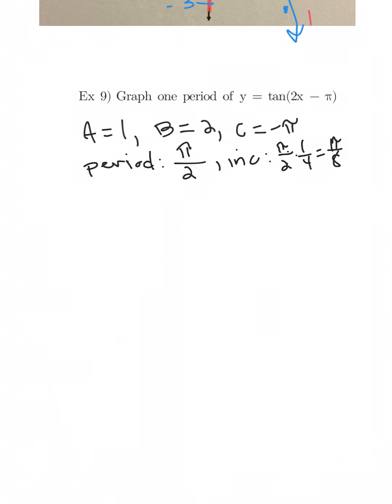Our phase shift. We are going to have a phase shift this time because we have a C. You do the opposite of your C, so we're going to do positive pi divided by B, which is 2. This does not simplify, but remember we want a common denominator between increments and phase shift. So I'm going to think of this as being 4 pi over 8, so that now I have a common denominator for those two items.